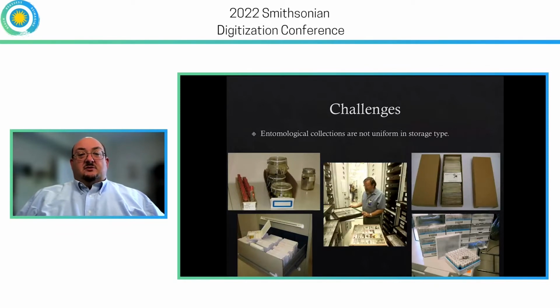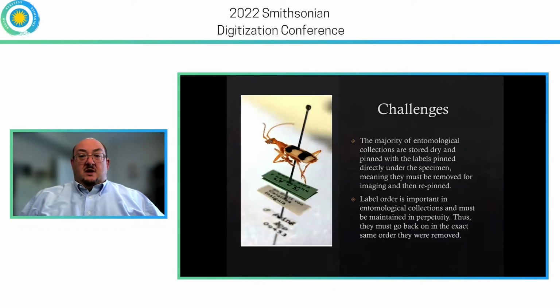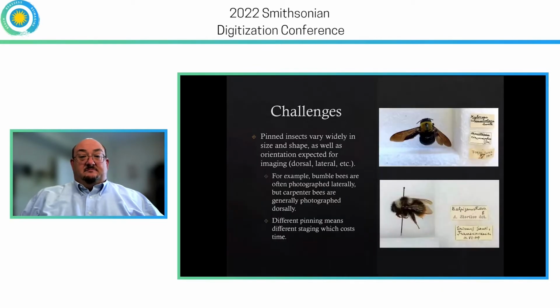Of course, entomological collections are kind of complicated because they're not uniform in storage type, with lots of different things: pin, alcohol, as well as slide mounted. The majority of entomological collections are stored dry and pinned with the labels pinned directly onto the specimen, meaning to digitize both, you have to remove the labels, and the label order is important and has to be captured and restored after the imaging has taken place.